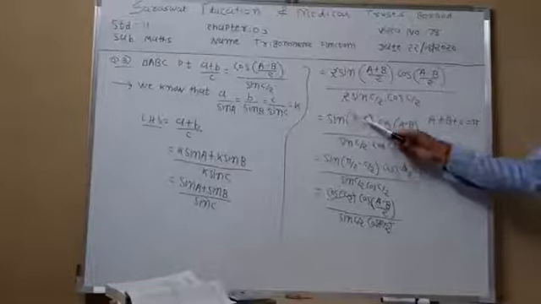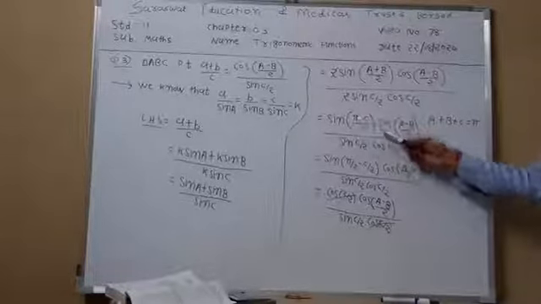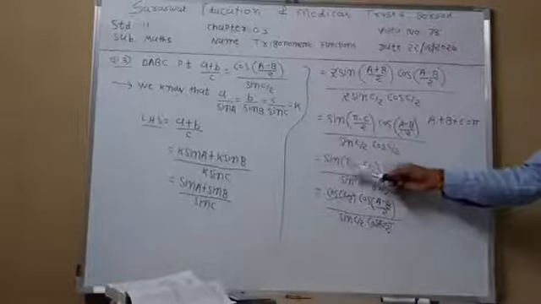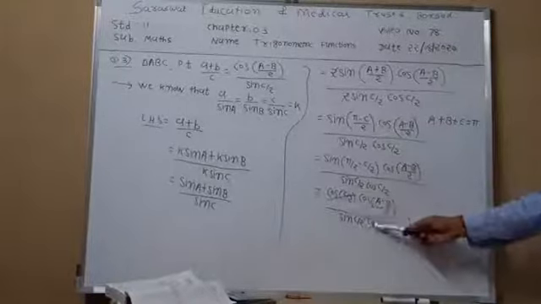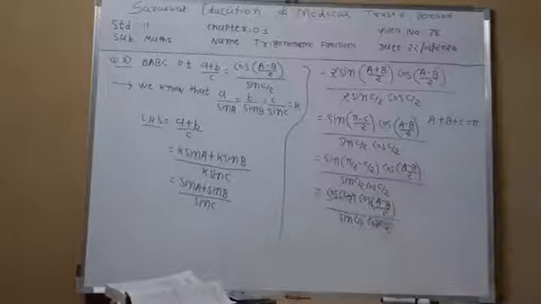Now write both these terms separately. The LCM is the same in both these terms. Sin of (pi by 2 minus theta) means cos theta, so cancel out this term. The remaining term is our proof. Next question.